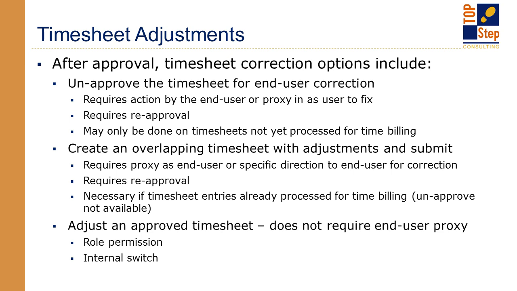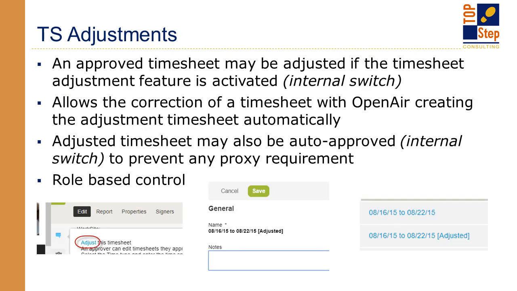But adjusting an approved timesheet is controlled by two different settings. It's a role permission and it's an internal switch. First and foremost, you have to have the internal switch enabled. Secondly, based on the role, you have to allow that particular role to adjust an approved timesheet. And the approved timesheet can be adjusted if the timesheet, again, is activated.